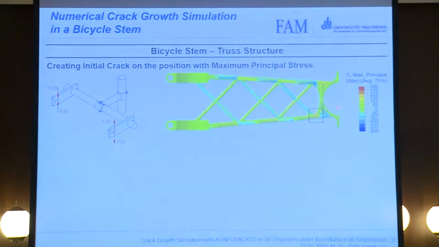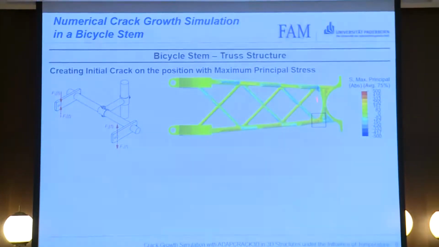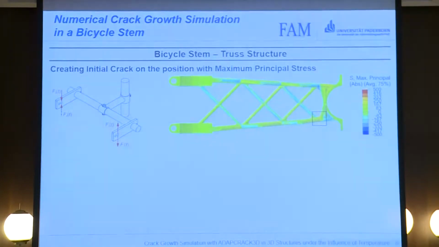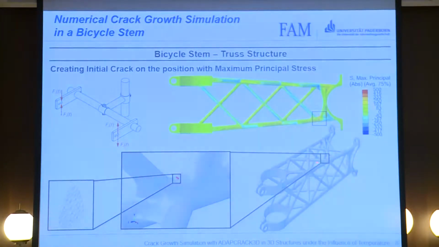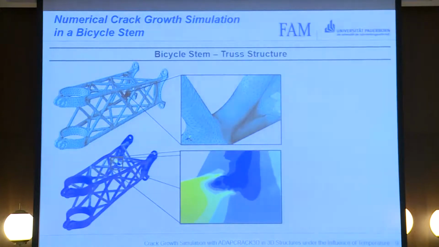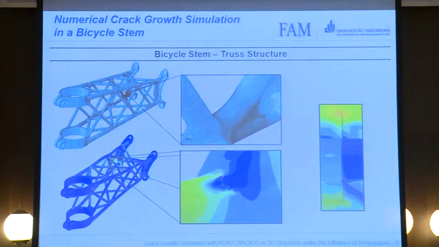At the position where the maximum principal stress is at its highest value, we have to initiate the crack. So we have initiated a semi-circular crack. This is the form of the crack and the position of the crack. And we have meshed the model and given it to ADAPCRACK, where ADAPCRACK generates the global model. This is the global model which is generated in the first step with the crack open, and then there will be a submodel on the crack front, which looks like this.